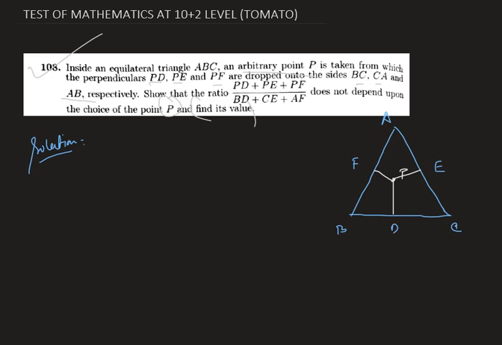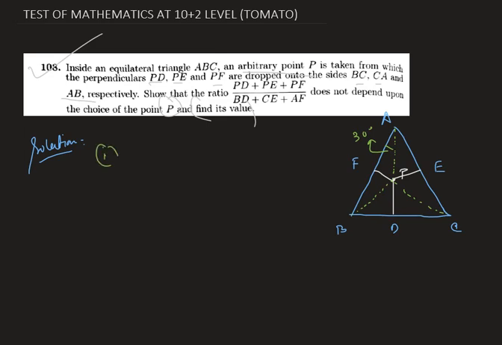अब हम AP जोइन करते हैं, जो कि एंगल बाइसेक्टर है। BP is similar to AP and also CP. As ABC is an equilateral triangle, therefore these angles are all 30 degree. Okay.